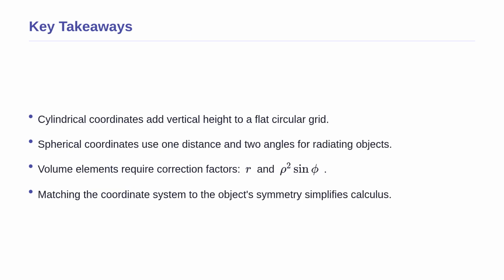We have covered a lot of ground today, so let us reinforce the most important ideas. First, cylindrical coordinates adapt our perspective for tube-like structures by adding a vertical height to a flat circular grid. Second, spherical coordinates pinpoint locations using a distance and two angles, making them ideal for round, radiating objects. Third, and most crucially, when integrating, you must always include the mathematical correction factors for the volume elements to account for the stretching of space.